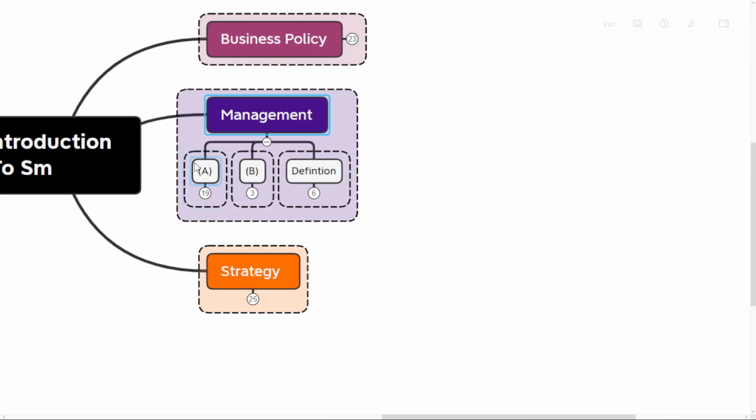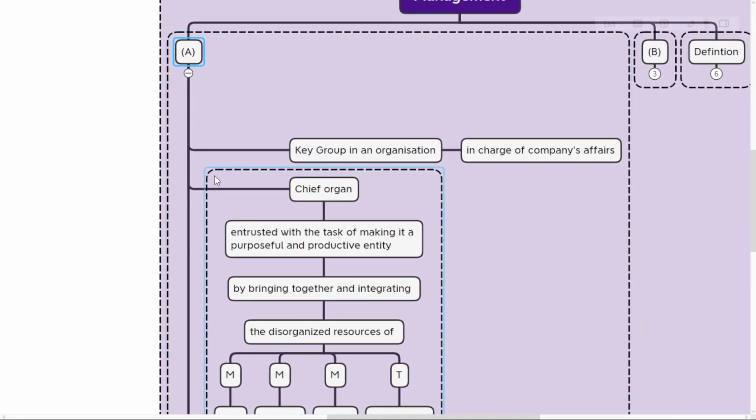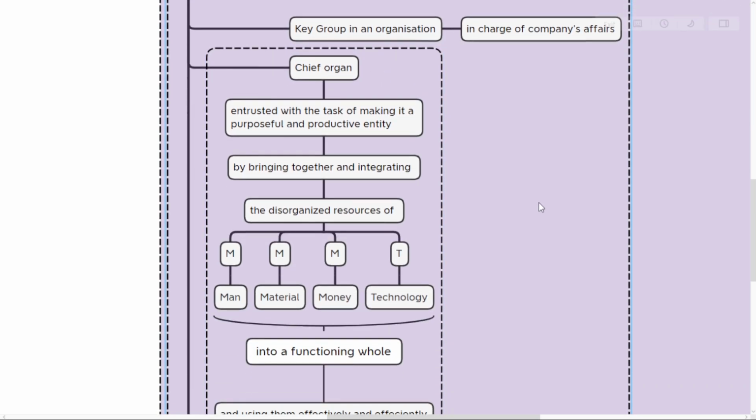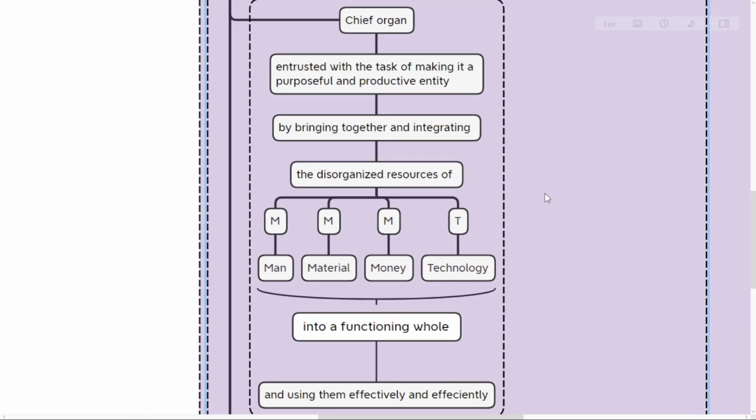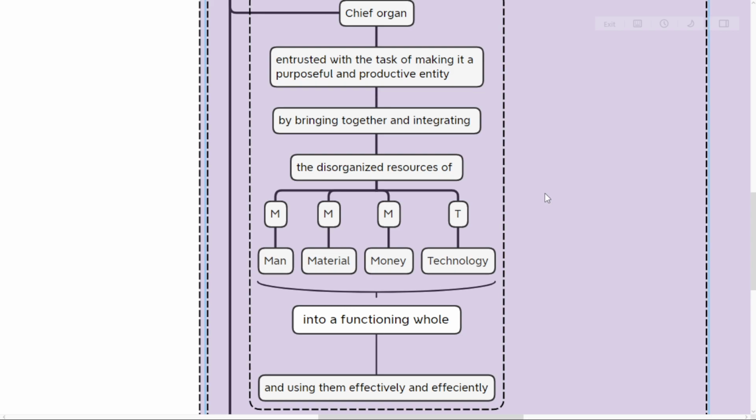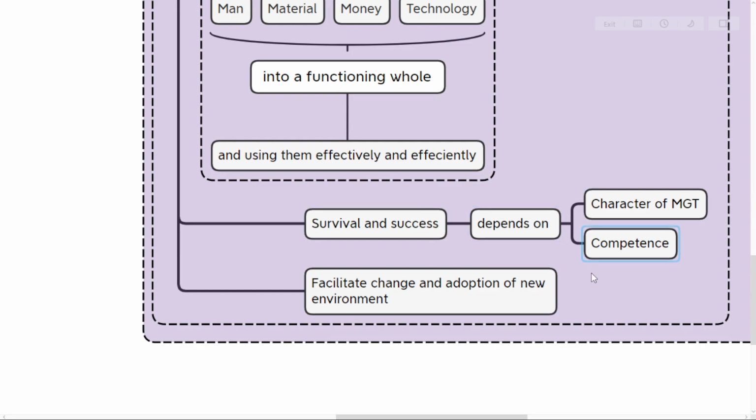Then management. There are three definitions. First, it is a key group in an organization in charge of the company's affairs. It is a chief organ entrusted with the task of making it a purposeful and productive entity by bringing together and integrating the disorganized resources of man, material, money and technology into a functioning whole and using them effectively and efficiently. Strategic survival and success depend on the character of management and competence, to facilitate change and adoption of the new environment.